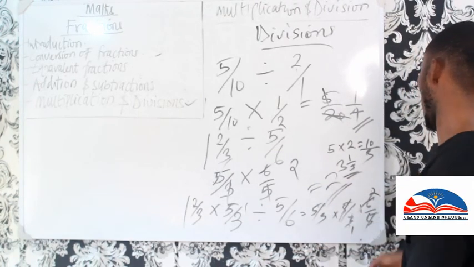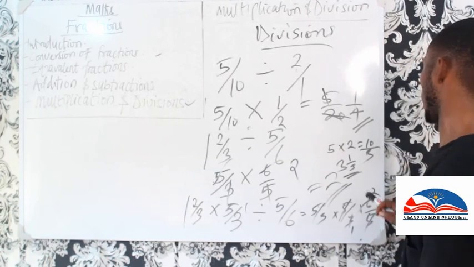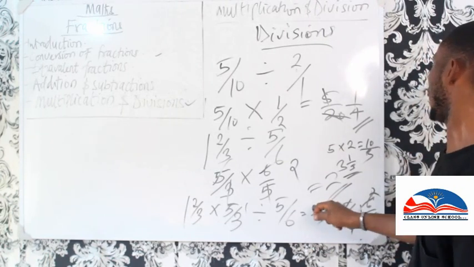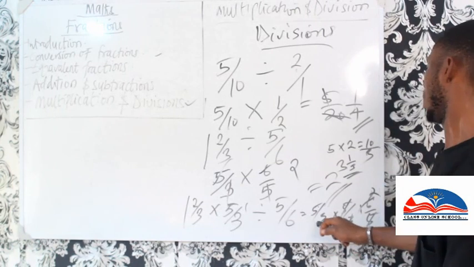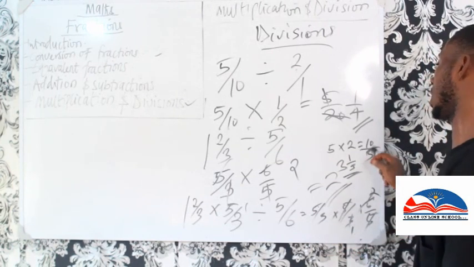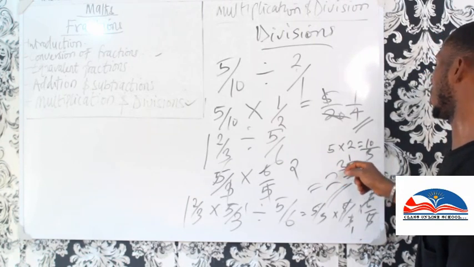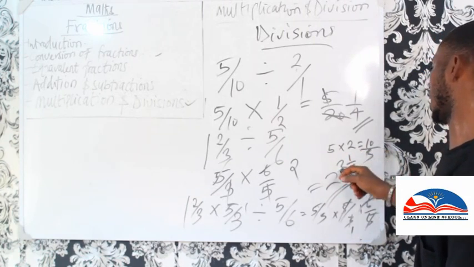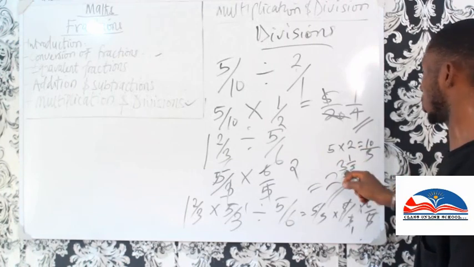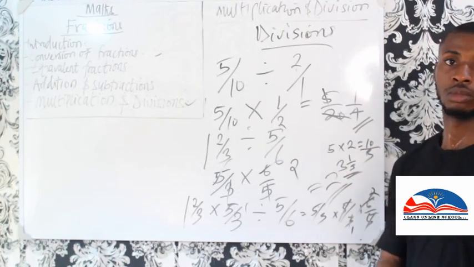5 cancel 5. 3, 1, 3 into 6 will give us 2. Now 5 times 2 give us 10, while 3 is remaining, so 10 over 3. If you change it to a mixed fraction, you have 3 whole number 1 over 3. 3 times 3 is 9, 10 minus 9 is 1, so 3 whole number 1 over 3.